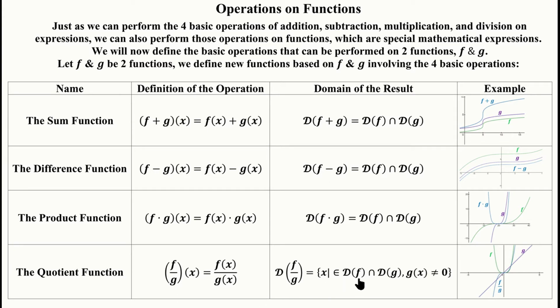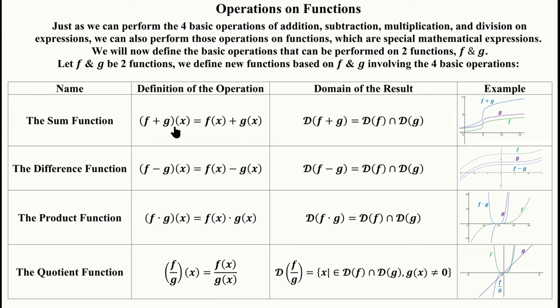Remember, we discussed the fact that the domain of each of them is the intersection. The only exception is f over g, where we need one extra requirement, and that is, of course, the fact that g of x should not be 0, because otherwise the quotient becomes undefined. So that's the extra requirement for only the quotient function.